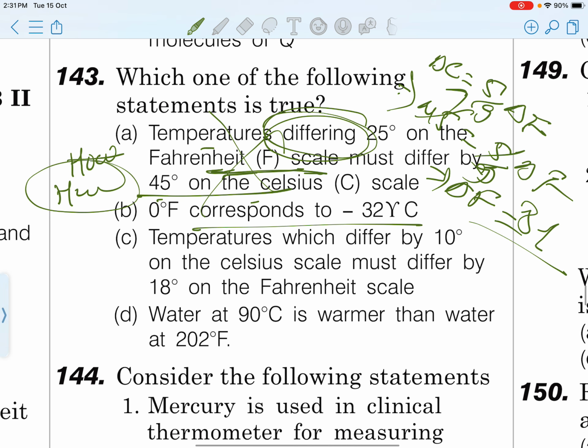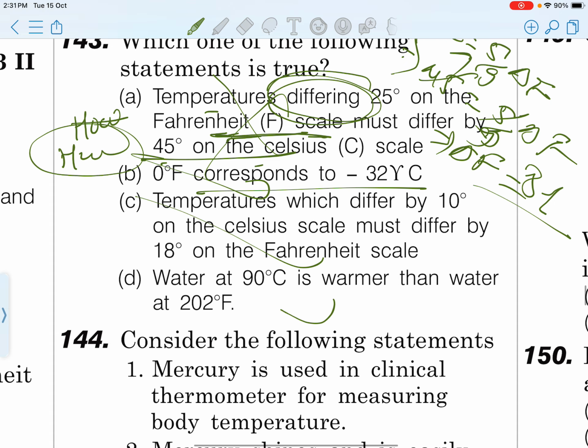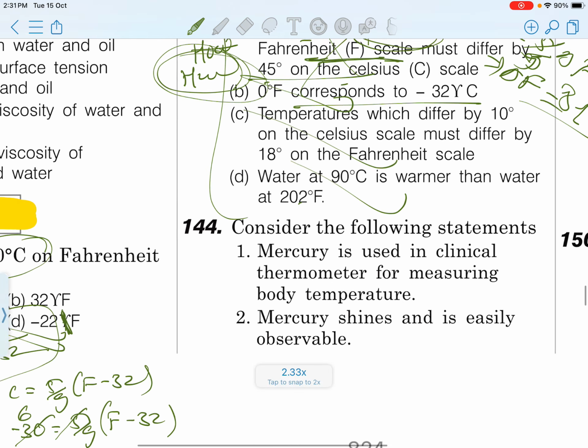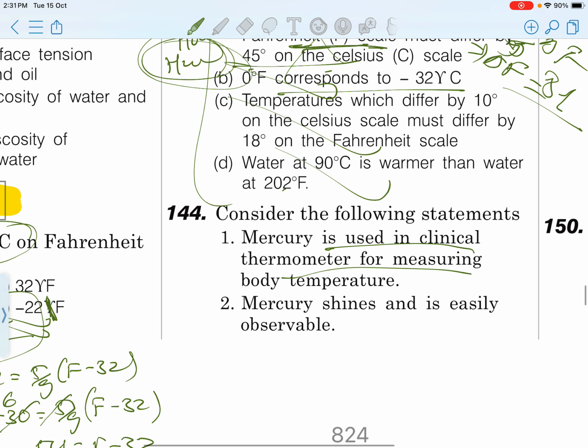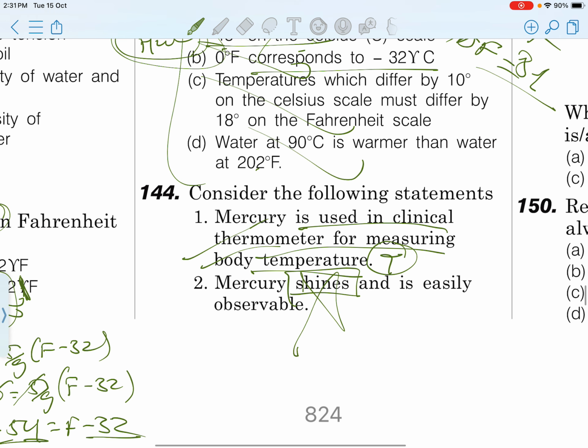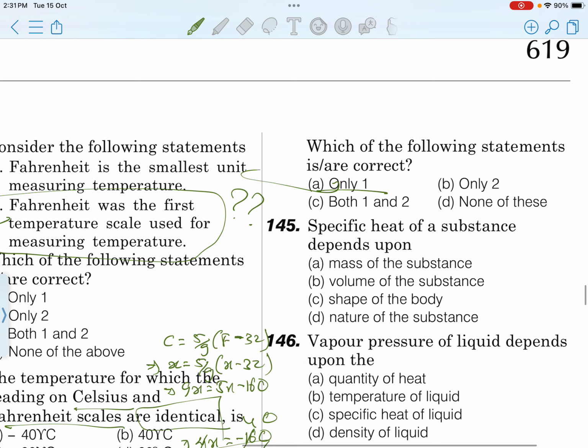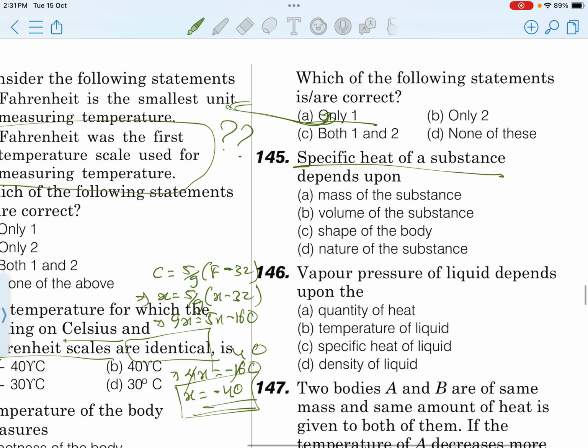So do this again and again and check which one comes. This is wrong, okay? Mercury thermometer is in a clinical thermometer: absolutely true. Mercury shines? No, mercury never shines. So which is correct? Only one is correct, right?